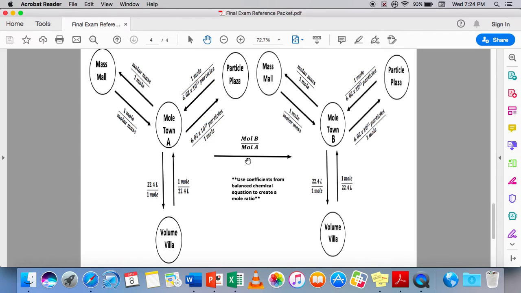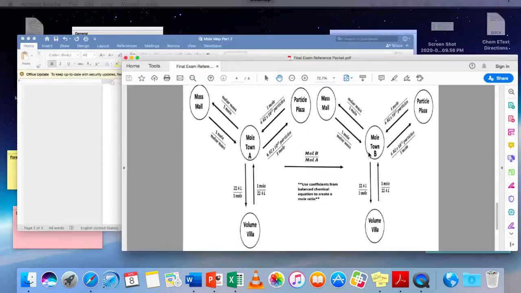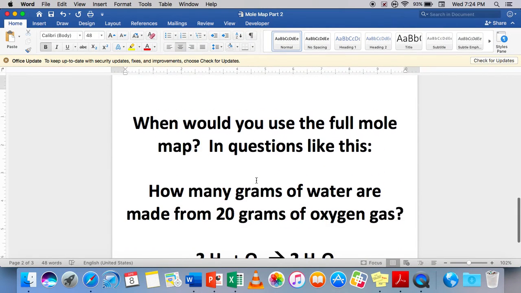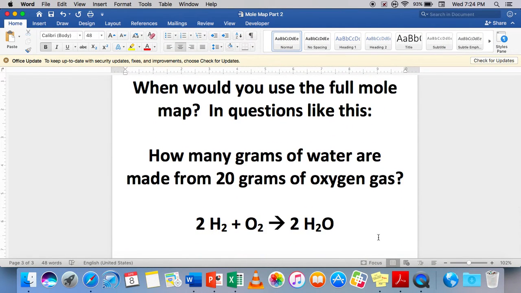Okay, so the thing we are now going to get into is, when are we going to use problems like this? When are we going to use the full mole map? So this is what I'm going to leave you off with. When would you use the full mole map? Well, let's say you had a question like this. How many grams of water are made from 20 grams of oxygen gas? And you have the balanced equation: 2H2 plus O2 goes to 2H2O.